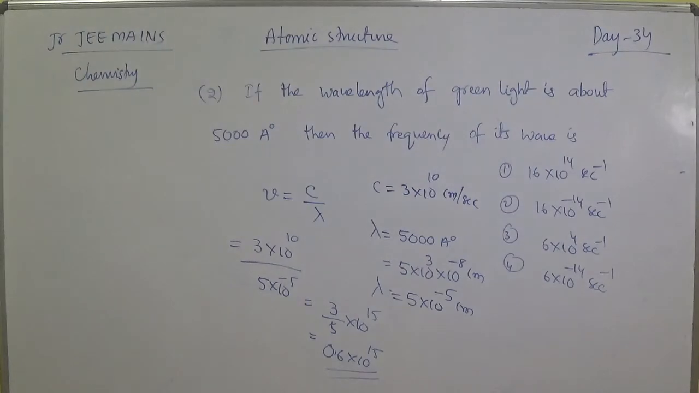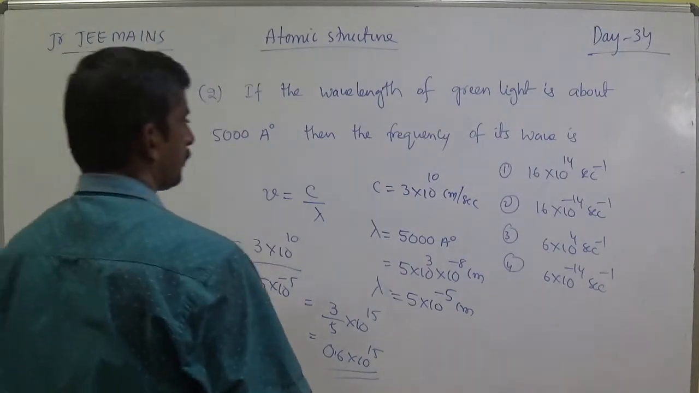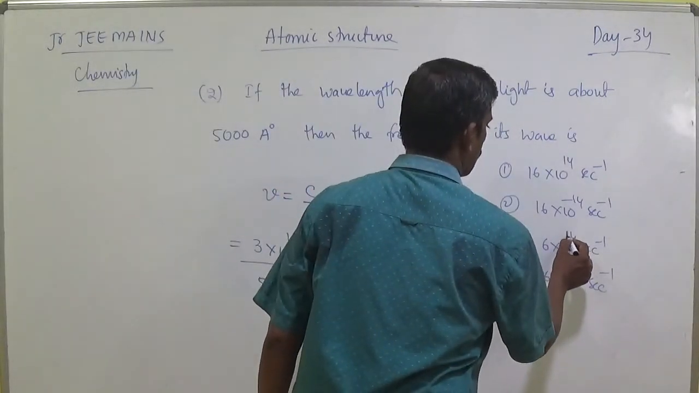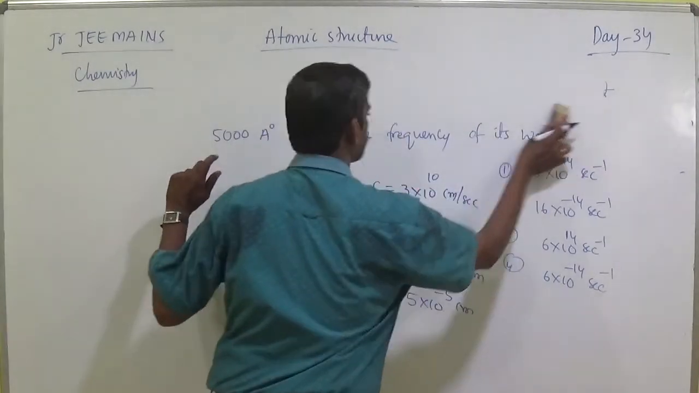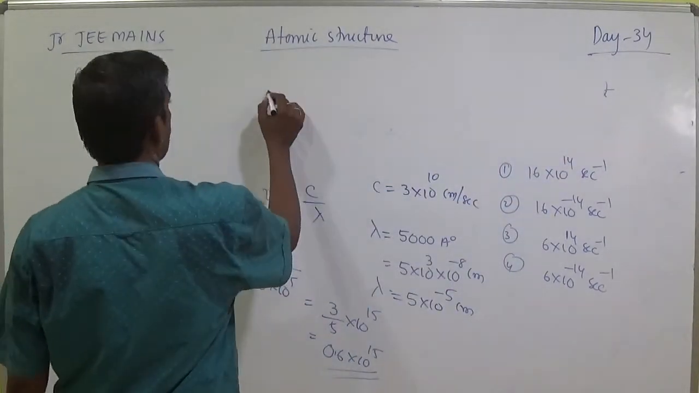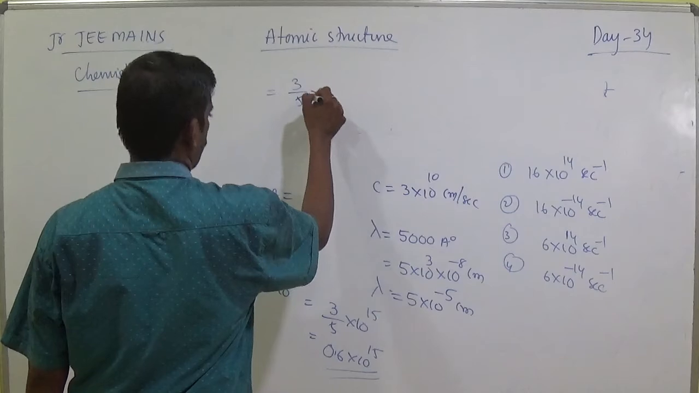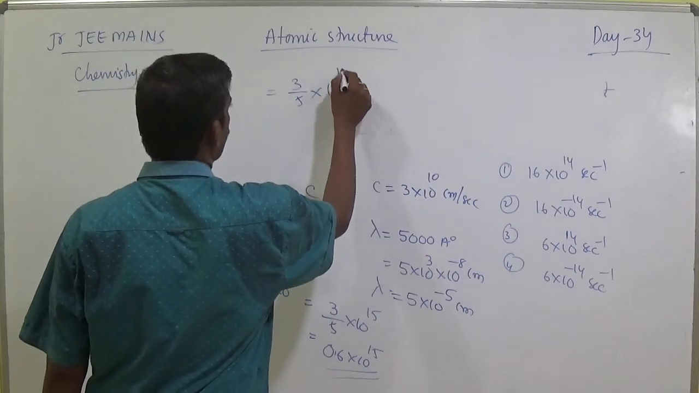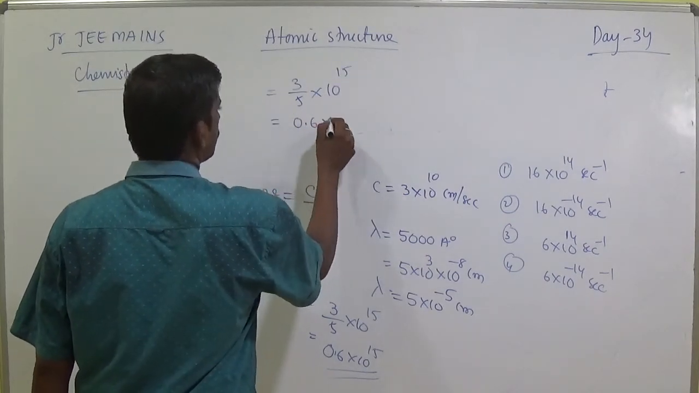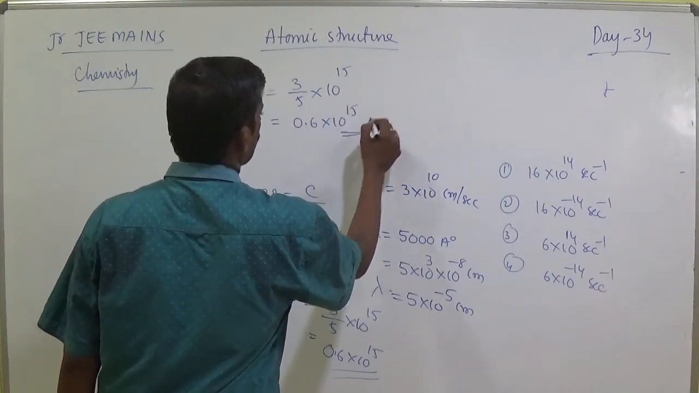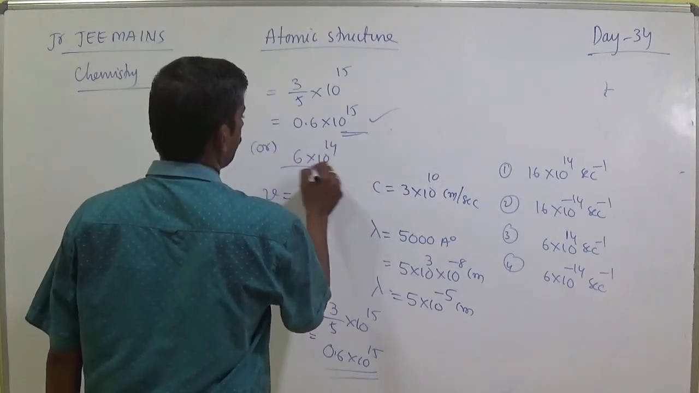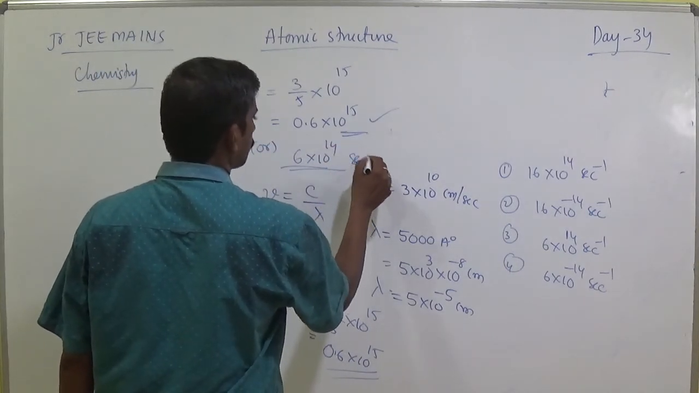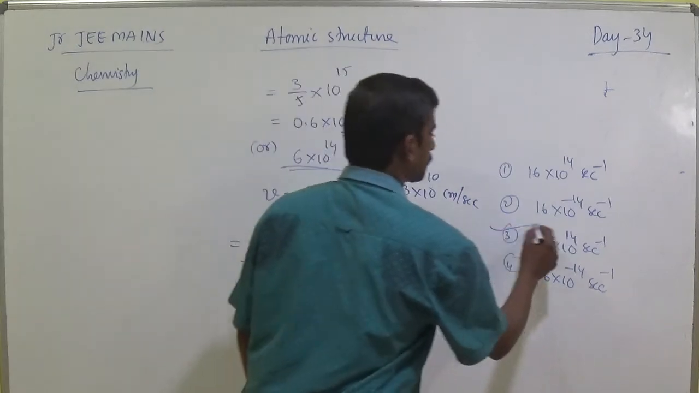Simply 3 by 5 into 10 to the power of 15, or 0.6 into 10 to the power of 15 is the answer, or simply 6 into 10 to the power of 14. So these are the second and first. Which option is correct? The third option is correct.